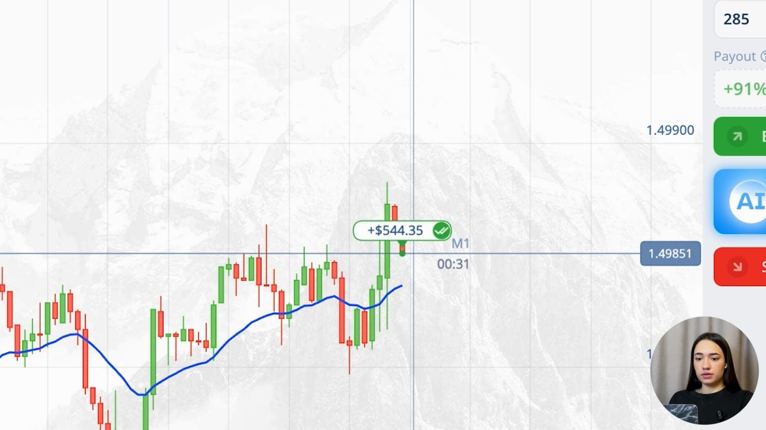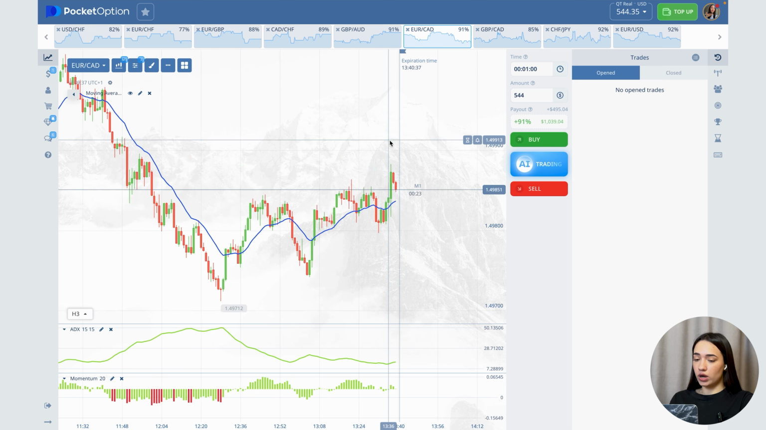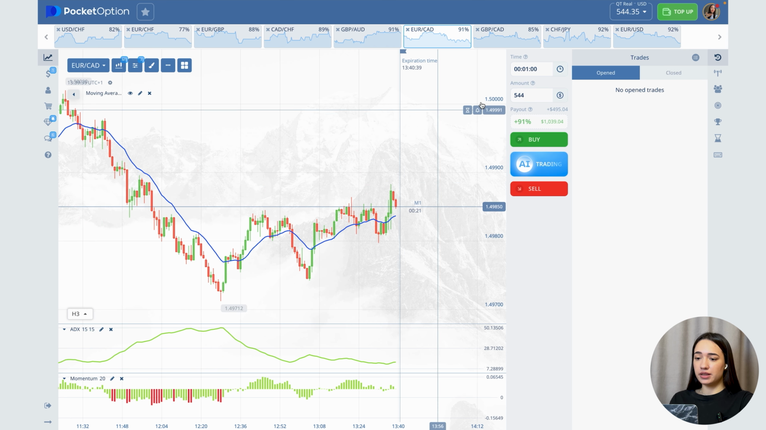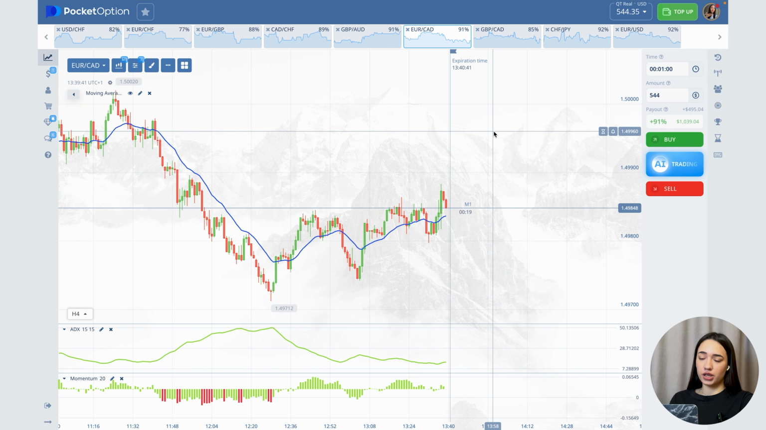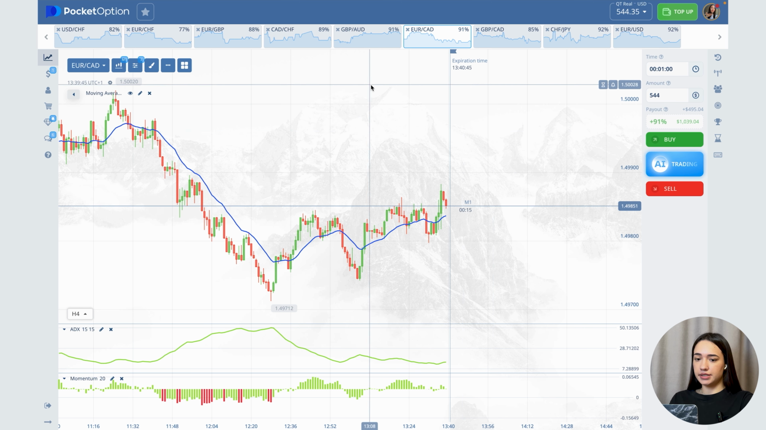This reaction came. There was a small pullback, and the trade was fixed in plus. Great result. I also used the maximum amount of balance for the opening. So let's go ahead and select the next entry point.